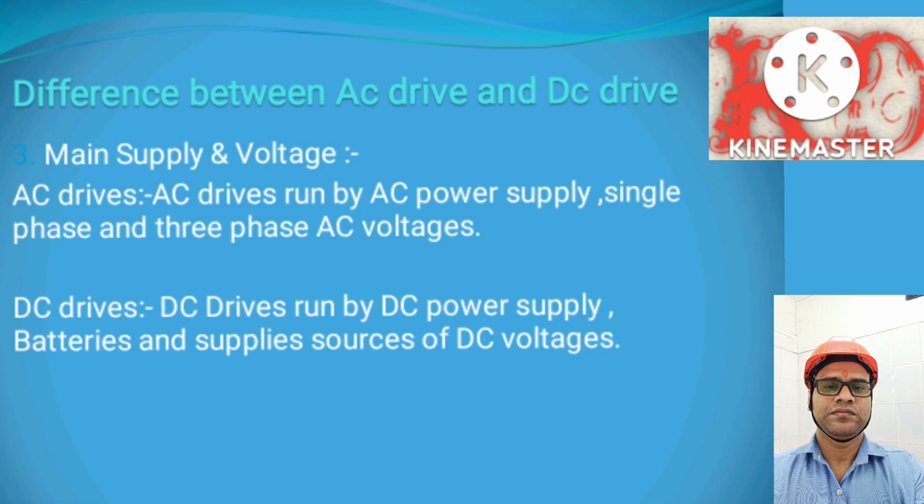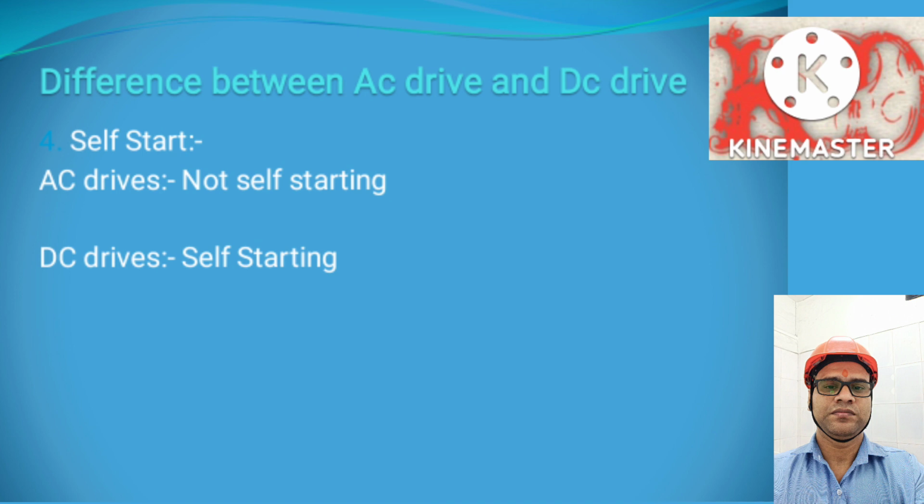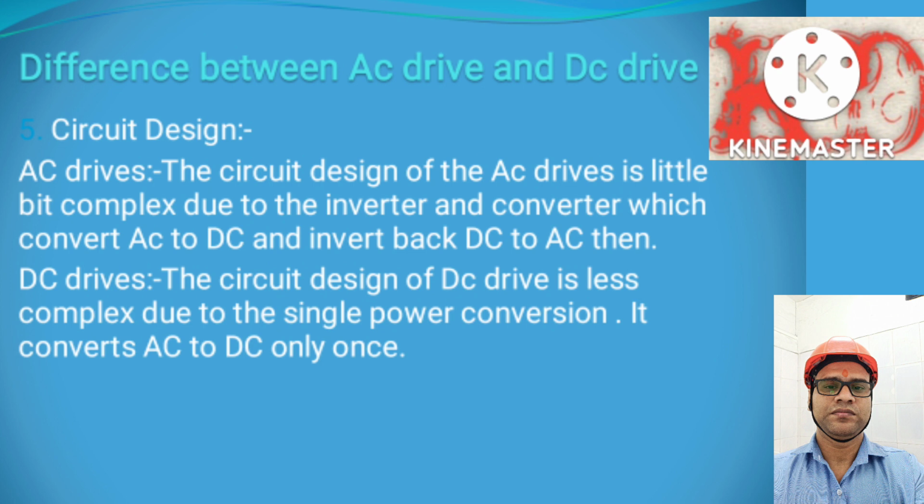Third is main supply and voltage. AC drives run by AC power supply, that is single phase and three phase AC voltages, whereas DC drives run by DC power supply, that is batteries and other sources of DC voltages. Fourth is self-start. AC drives are not self-starting, DC drives are self-starting. Fifth is circuit design. The circuit design of AC drives is a little bit complex due to the inverter and converter, whereas the circuit design of DC drives is less complex due to the single conversion.